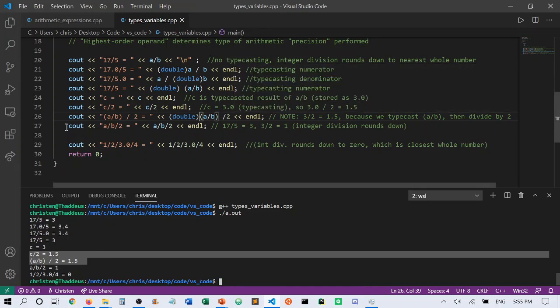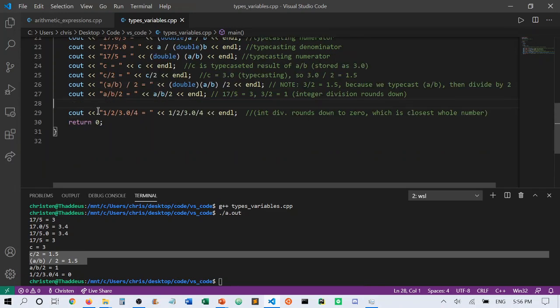On line 27 here, what's happening is that we have no typecasting and integer division rounds down. So A divided by B divided by 2, what happens here is that we get 17 divided by 5, which is 3, divided by 2 rounds down to 1. So every time that we divide, we're rounding down. We divide 17 by 5, we round down to 3. Then we divide by 2 again, we round down to 1. So it keeps rounding down with every division.